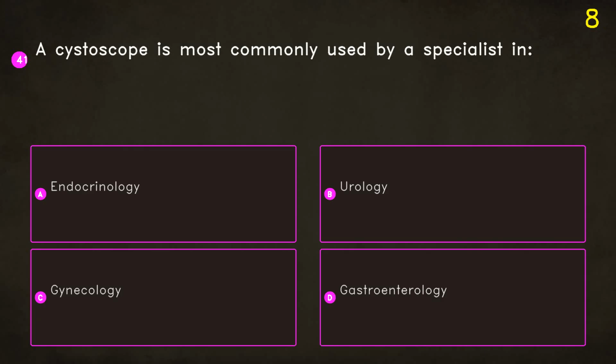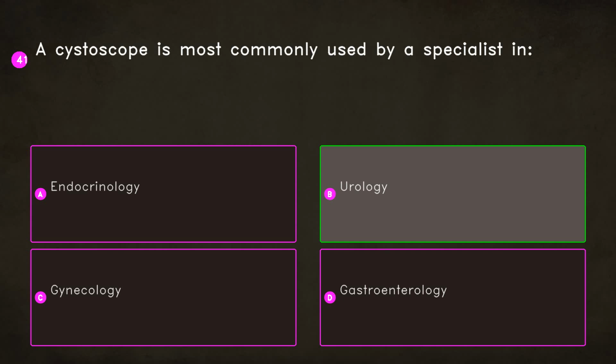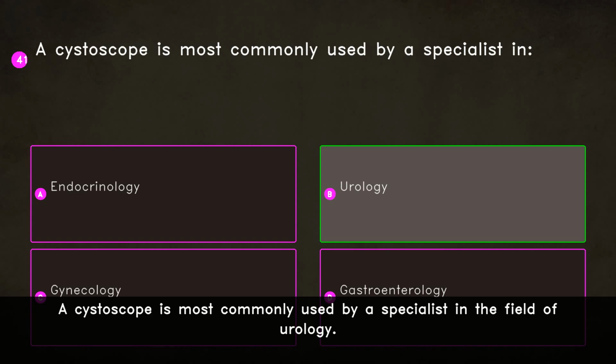Question 41. A cystoscope is most commonly used by a specialist in A. Endocrinology, B. Urology, C. Gynecology, D. Gastroenterology. The correct answer is urology. A cystoscope is most commonly used by a specialist in the field of urology.